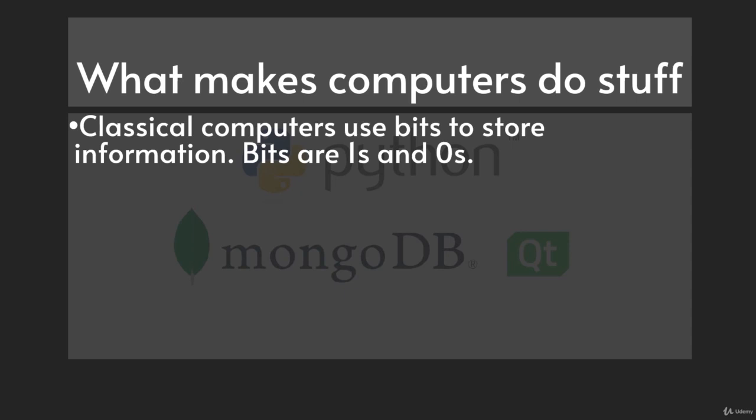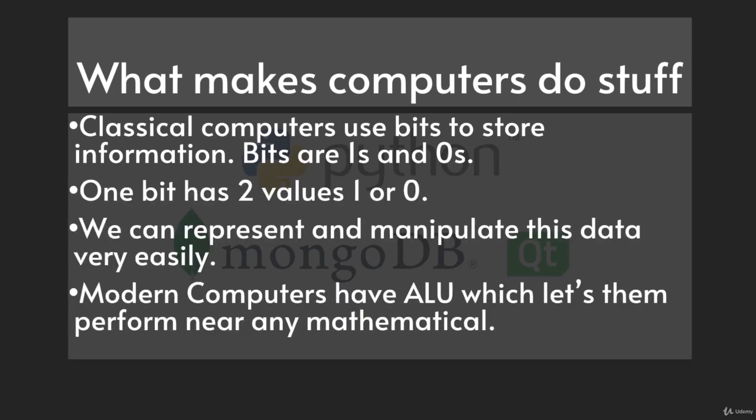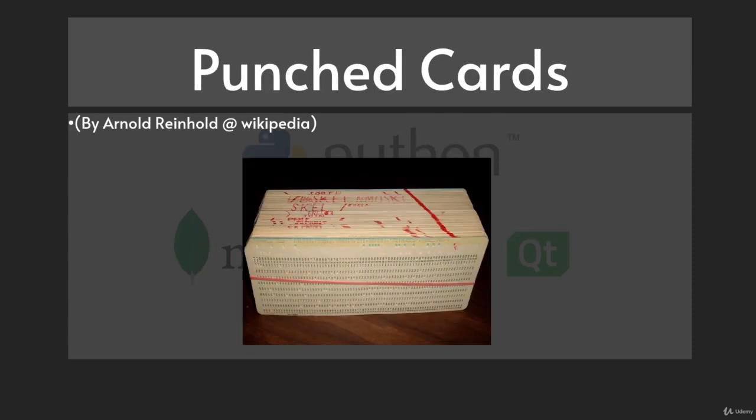So what makes computers do stuff? Well, we can represent data using ones and zeros. We can represent this information very easily and store it easily. Modern computers have ALUs, which are arithmetic logic units, which let them perform any task. It is not in the scope of this course to explain how that works, but if you're interested, you can start by learning digital logic design, how transistors work, and how digital logic gates work, but we're not going to discuss that here.